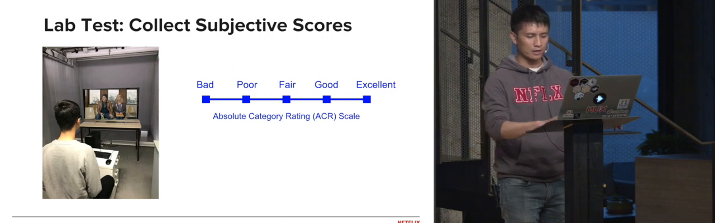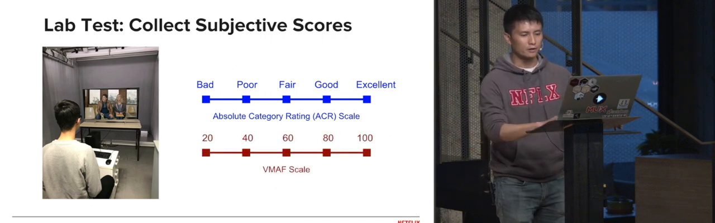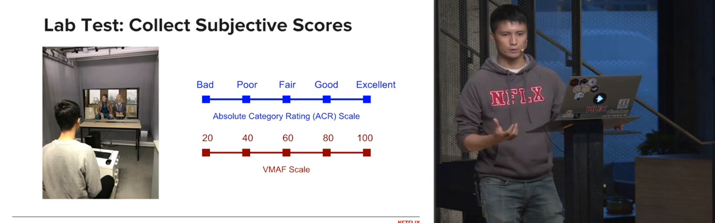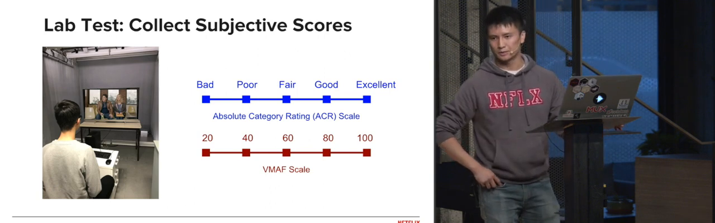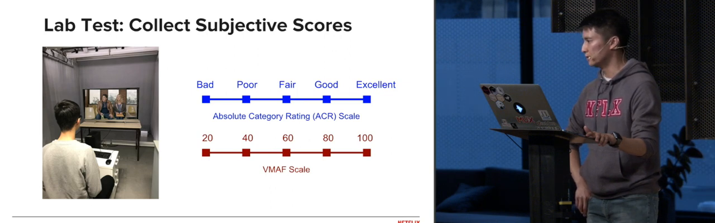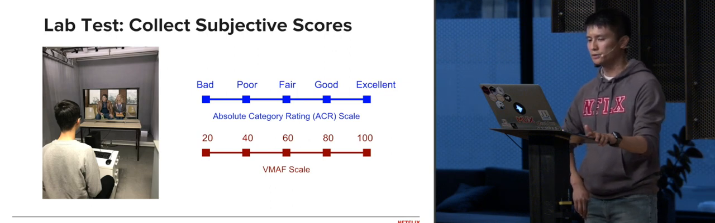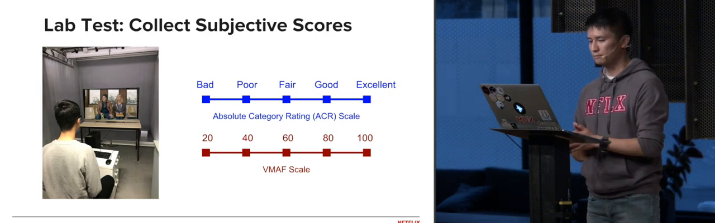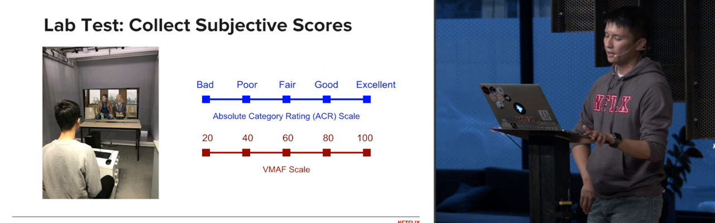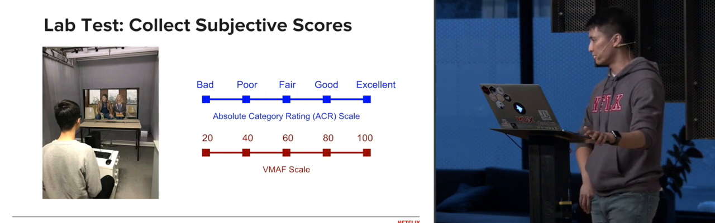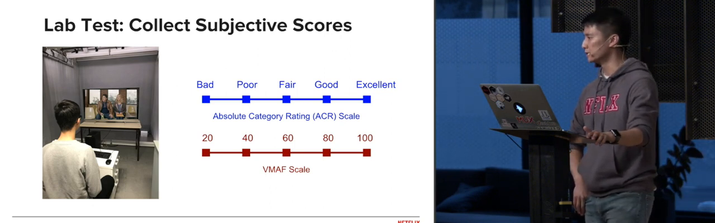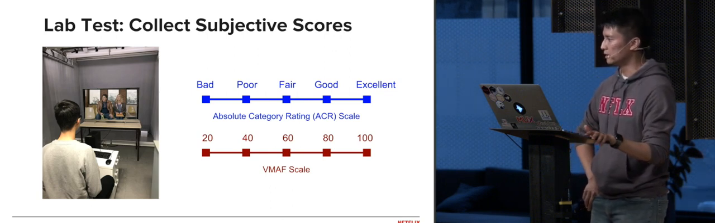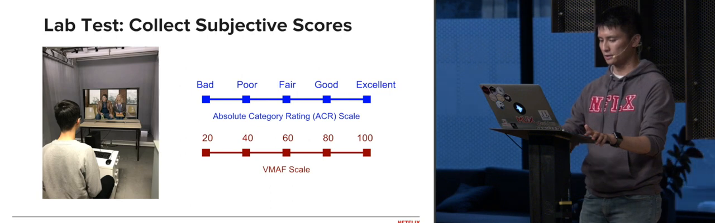And what VMAF basically does is to believe that this is a scale that's linear with human perception of quality, and we map them to a score of 0 to 100. And we do simple things. For excellent quality, we roughly map it to a score of 100. And for quality that's bad, we map it to 20. So on the lower end, we actually have some space so that we can map even lower quality, which is not being tested in the lab.